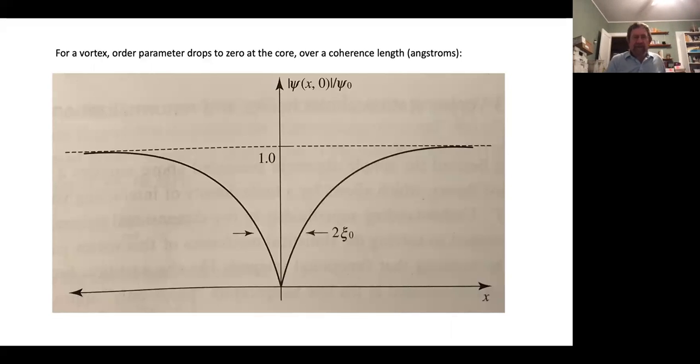Therefore, the phase as I go round the center of the vortex will change by a multiple of 2 pi, because e to the 2 pi n is just one. So in other words, psi comes back to what it started with, which is what it should do physically. And therefore, as you go around the vortex core, the phase of the order parameter can change by a multiple of 2 pi.